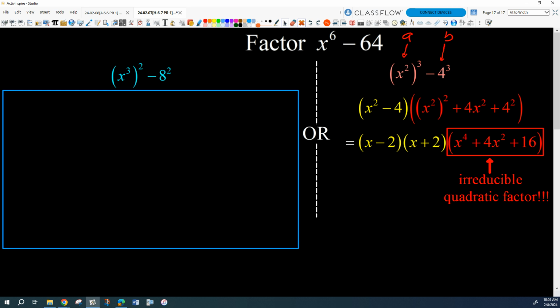Now, what if we had started off with a difference of squares instead? a squared minus b squared is what?